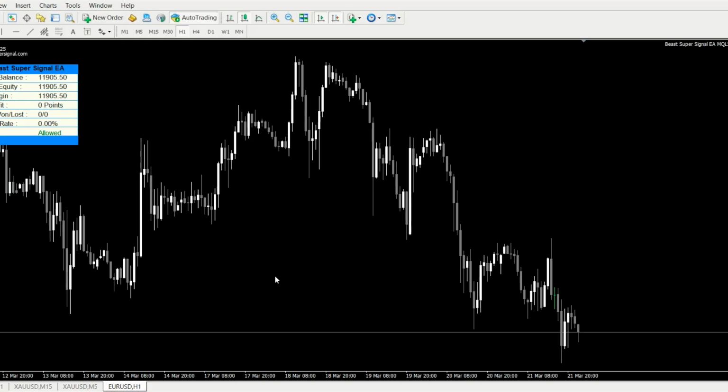This is also a multi-asset EA. You can use this EA on multiple assets. You can use it on Forex, on crypto, on gold, on indices like NASDAQ and the S&P. It is multi-asset. You can use it on many, many different assets. So in that way, it is really great.